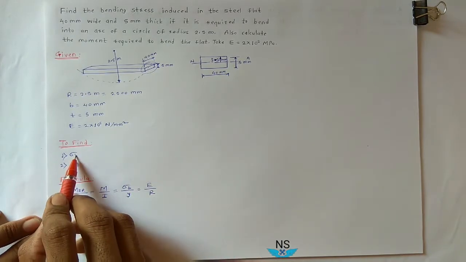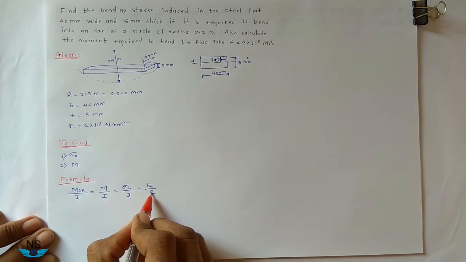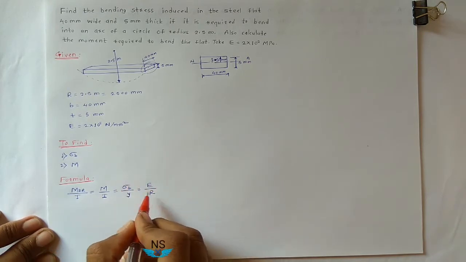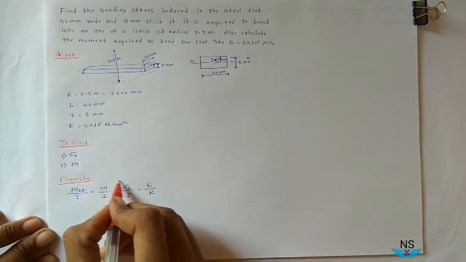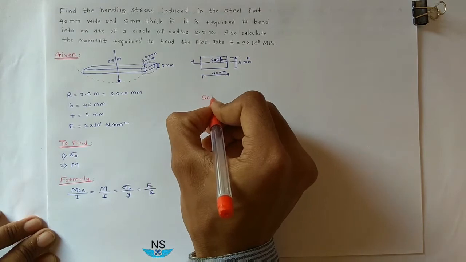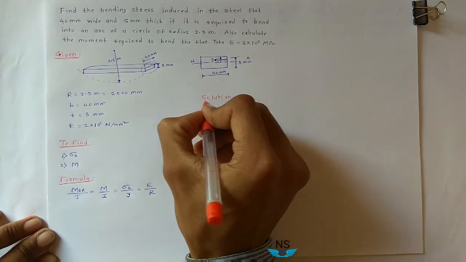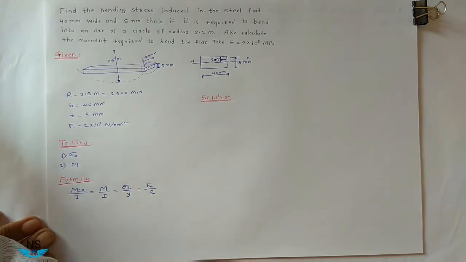Now you know the formula. So first find out sigma B. For that we know the value of E and R, so using this relation we can easily find sigma B. Then using the other relation we can find the moment M. So let us see how to solve.